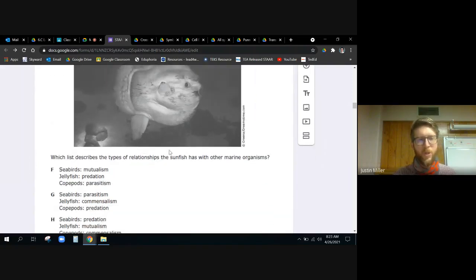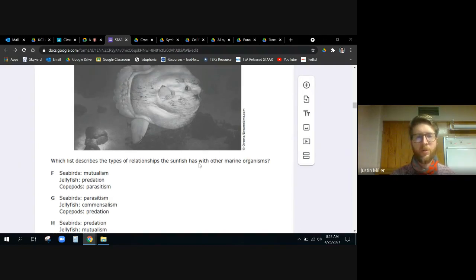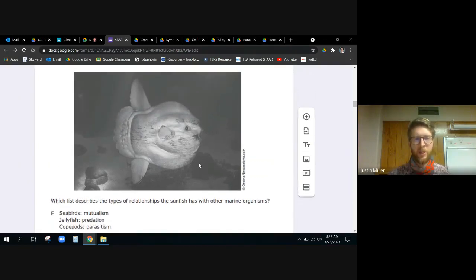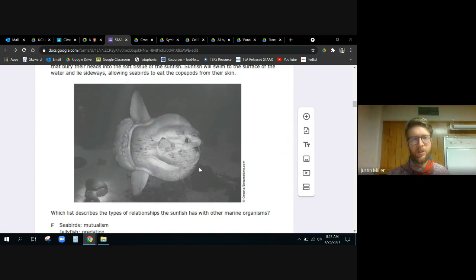Okay. Which list describes the types of relationships the sunfish has with the other marine organisms? Well, we have to go back and read. That is an ugly looking fish though, isn't it?